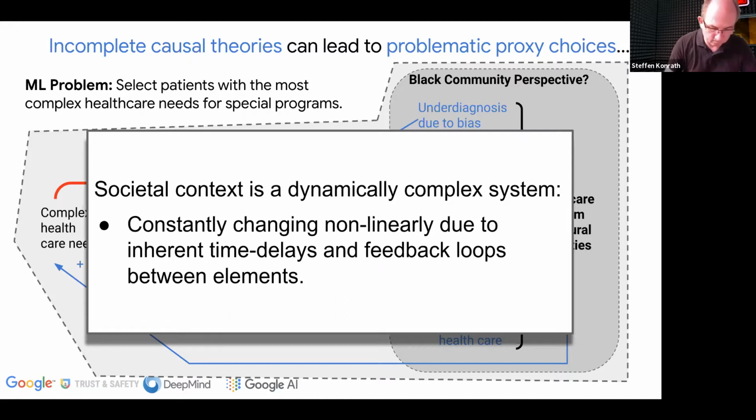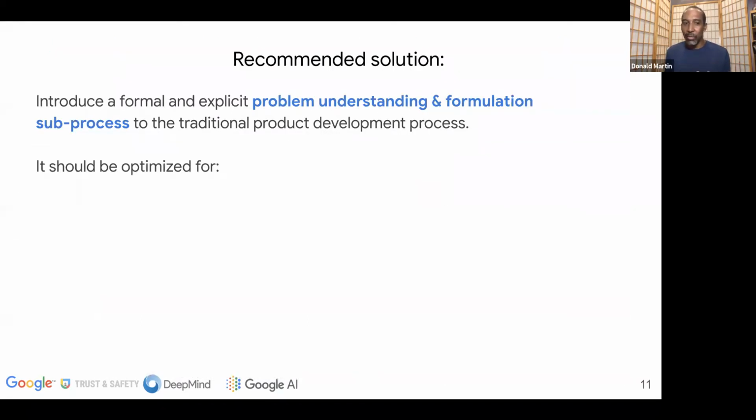And so we thought about how we would tackle this problem of incomplete causal theories that lead to problematic proxy choices. Our recommended approach was to introduce a formal and explicit problem understanding and formulation sub-process to the traditional product development process. Because right now, problem understanding and formulation is very ad hoc. There's no formal process for it. It's not explicit, so it's hard to document and add methodology and process there. But this is such a high stakes aspect of the process that we think it needs to be more formalized and more explicit.